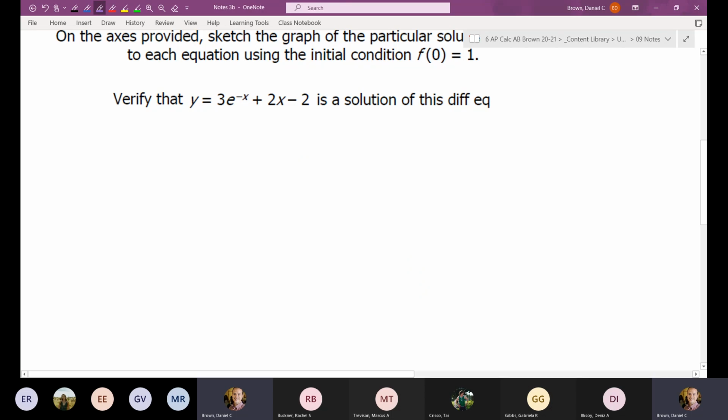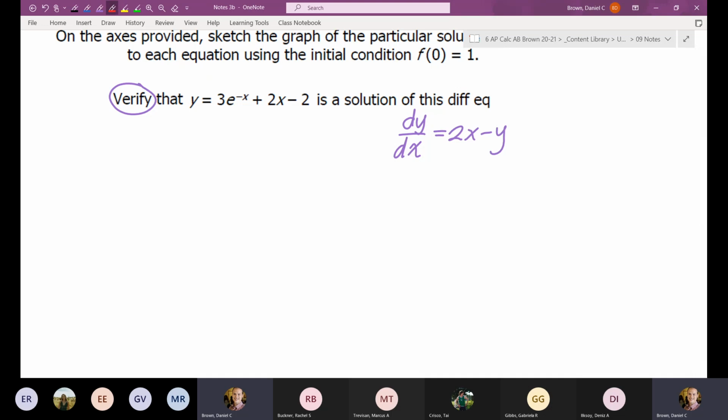Again, when we see verify, it's giving us all the information we need to know. We know what the function is. We know what the derivative is. We just have to show that they are directly related to each other. I'm going to rewrite the derivative. It was dy/dx is equal to 2x minus y.